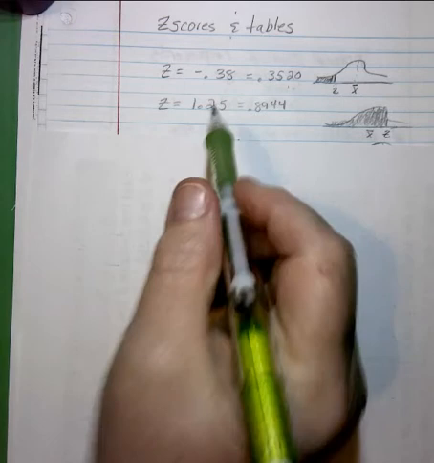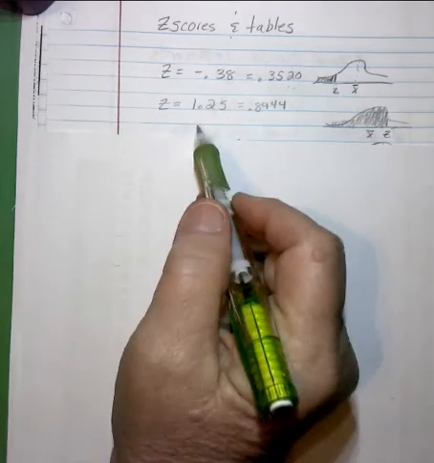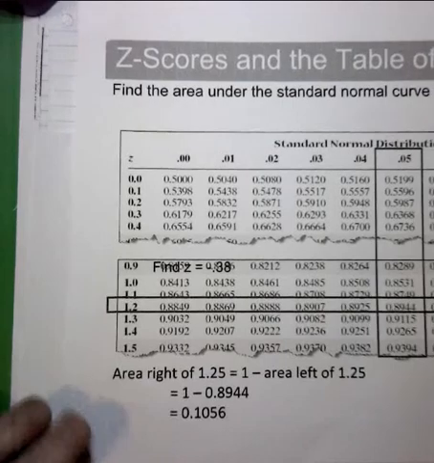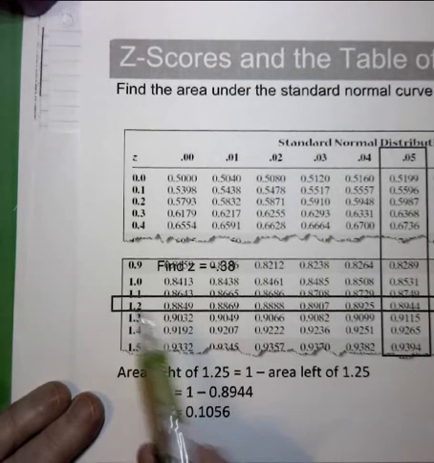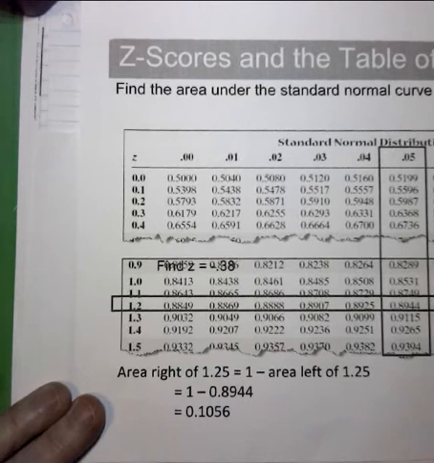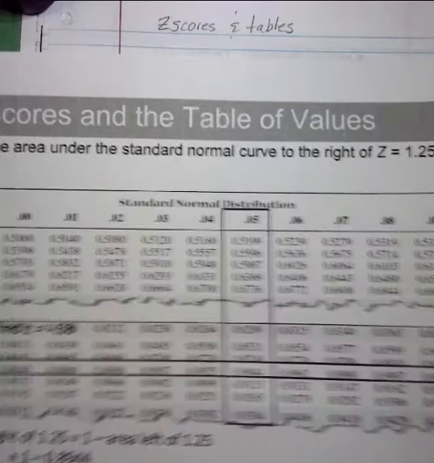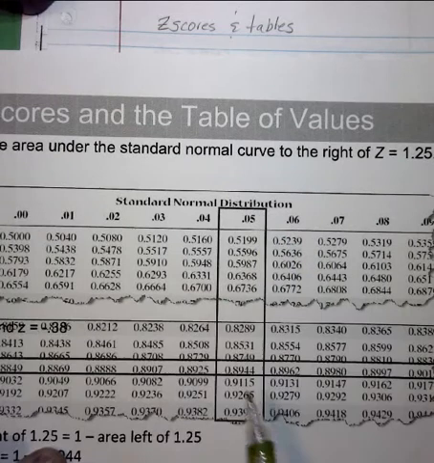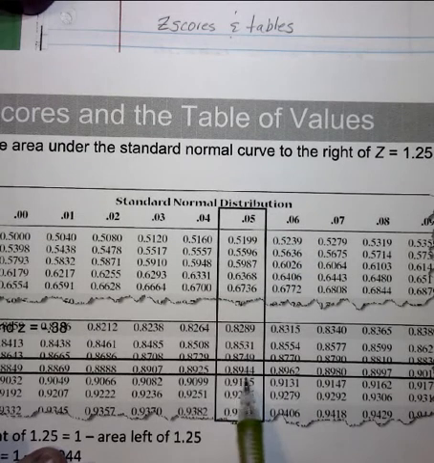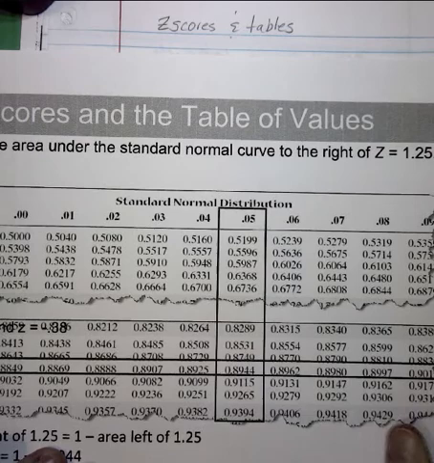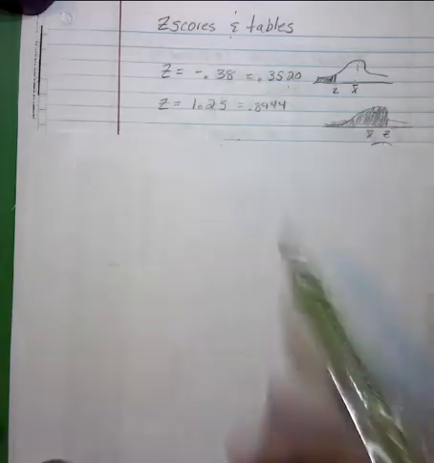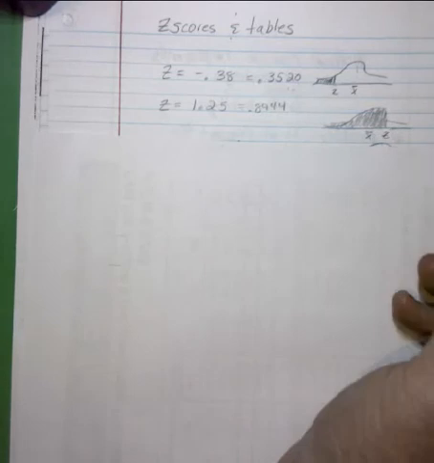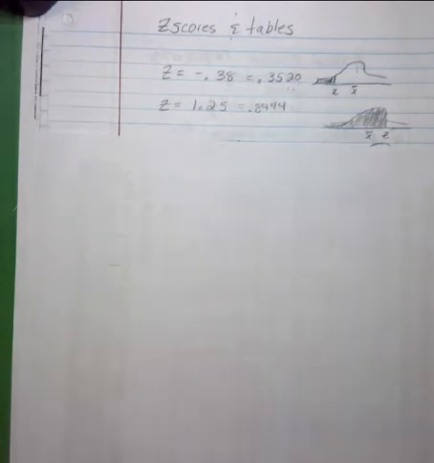Okay, so we're looking at the z-score value of 1.25. So we go to the chart and we look up 1.2 on the left side. And then across the top, we look at the 0.05. We look up that last digit on the top and we see where that intersects. And so that gives us the result, 0.8944. And that is the result of that particular value to the left of that z-score.